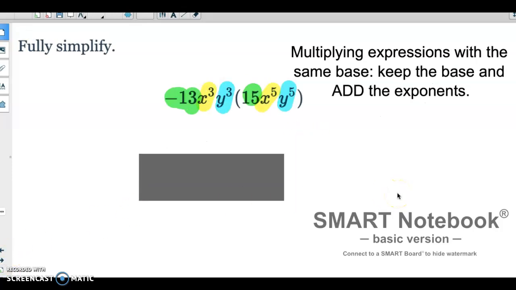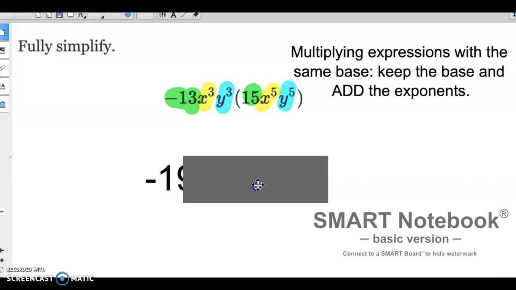All right, here again, fully simplify is the same thing that we've been doing. We're going to look at it piece by piece. First, you want to look at the coefficients, negative 13 and 15. You multiply those like normal. So on your calculator, I need you to multiply right now, negative 13 times 15. When you do that, you will see that negative 13 times 15 is negative 195. So that is our new coefficient.